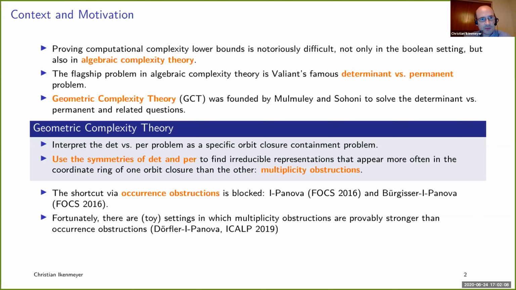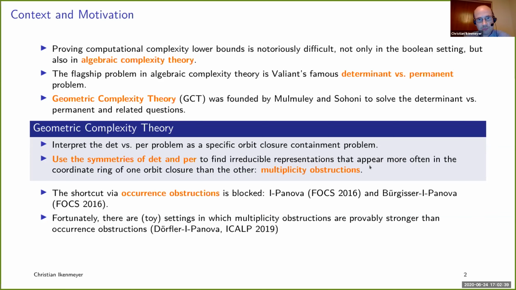And the setup is roughly as follows. So you interpret the determinant versus permanent problem as a specific orbit closure containment problem. And then the goal is to use the symmetries of the determinant and the permanent, because there are so different types of symmetries, to find now irreducible representations that appear more often in the coordinate ring of one of the orbit closures than the other. I will explain a tiny bit in a second what that means more precisely. And those things are called multiplicity obstructions.